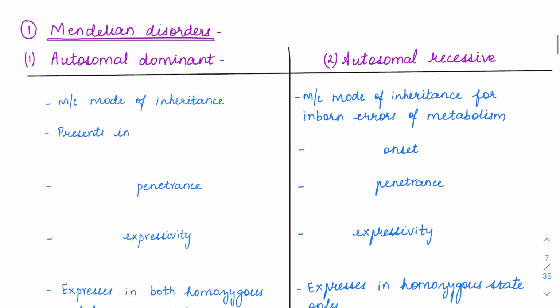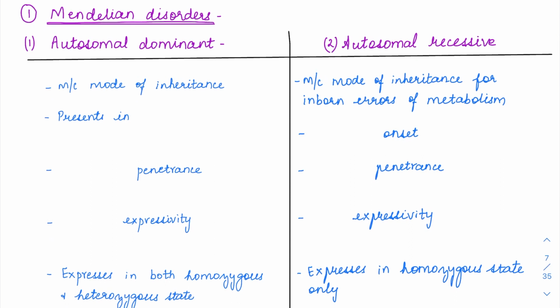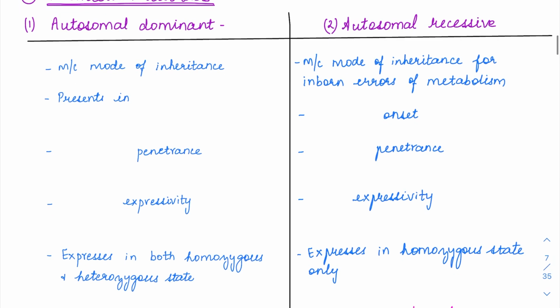So let's start with Mendelian disorders first. Under Mendelian disorders, we'll read about autosomal dominant and autosomal recessive side by side. Autosomal dominant is going to be the most common mode of inheritance, while autosomal recessive is usually the most common mode of inheritance for inborn errors of metabolism. So for any enzyme deficiencies, those kinds of inborn errors of metabolism, autosomal recessive is the pattern of inheritance.